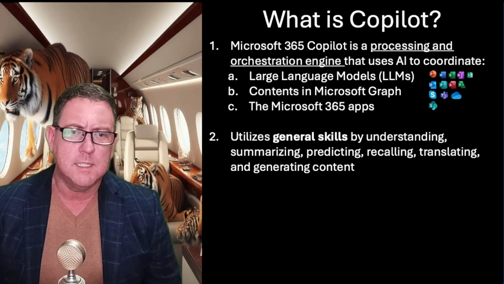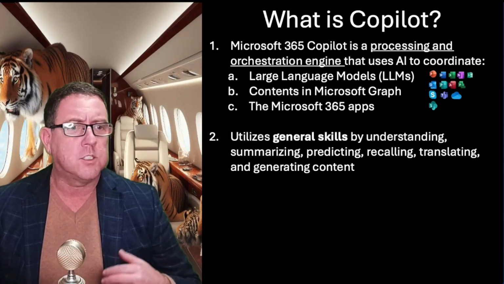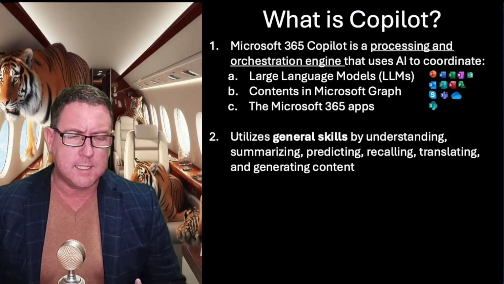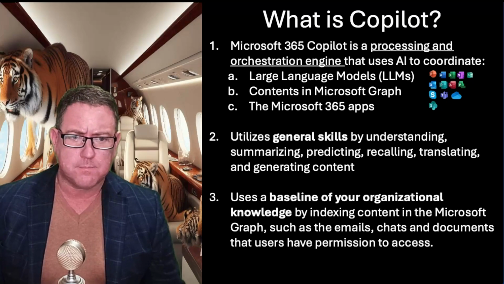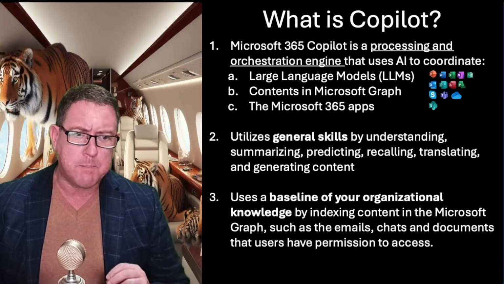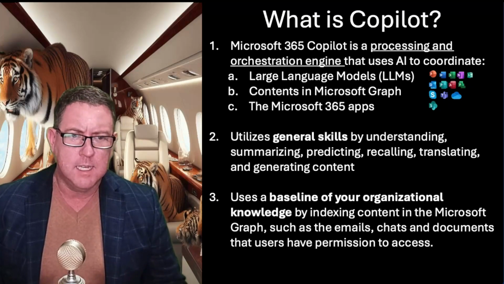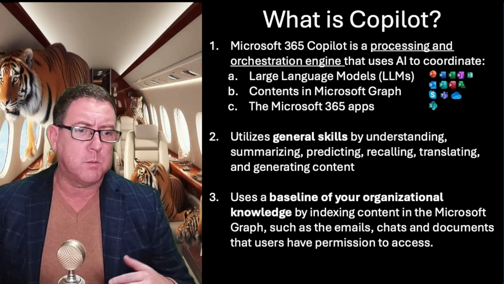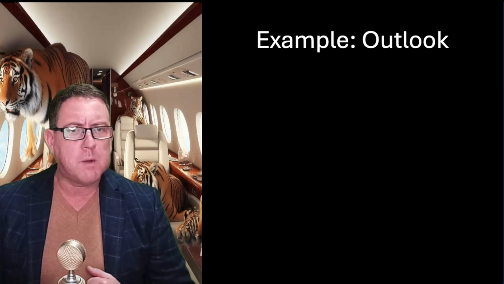What Copilot does, it utilizes general skills. We're not talking about just searching for text. We're actually talking about understanding, summarizing, predicting, recalling, translating, and even generating content. And what it uses as a baseline is all the knowledge that exists in Microsoft Graph, such as emails, chats, and documents. And I'm going to stress this several times throughout the talk, that it only uses permissions that a user has access to.